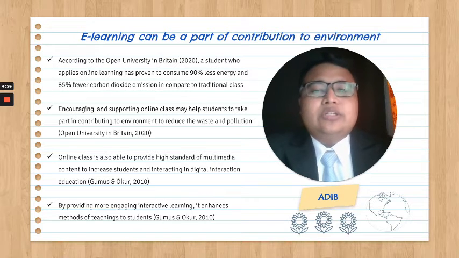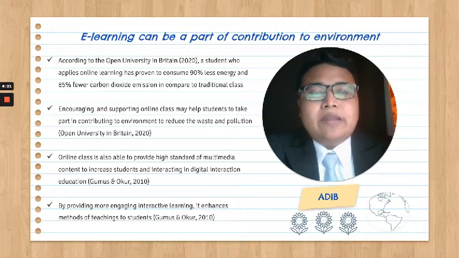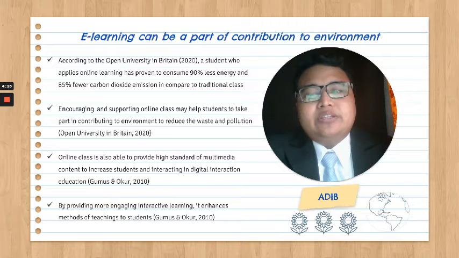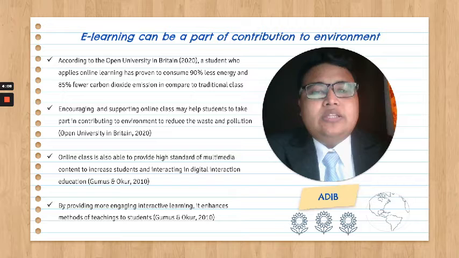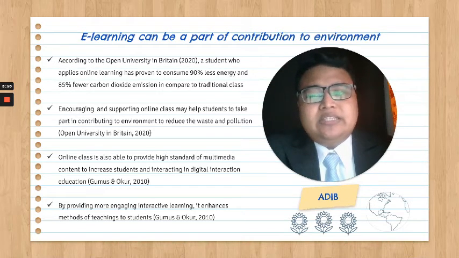However, according to the Open University in Britain 2020, students who apply online learning consume 90% less energy and produce 85% fewer carbon dioxide emissions than in a traditional class. When students are studying at home, the only tools they use are their laptop or smartphone and the internet to get in touch with their class. Compared with students in the formal class, they use many things such as vehicles to get to the class, massive utilities at the campus, waste, and many more.